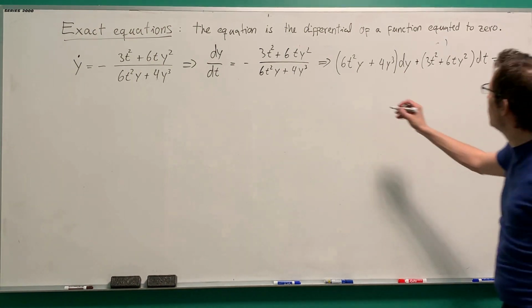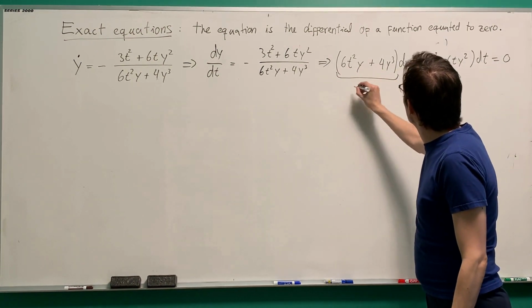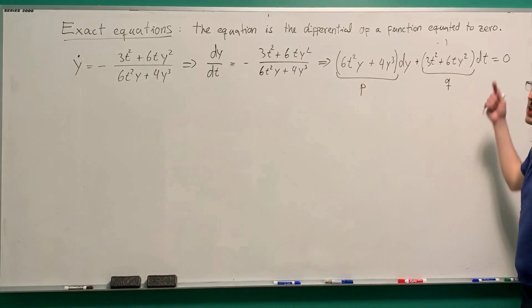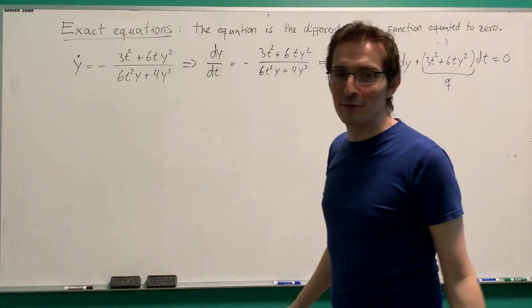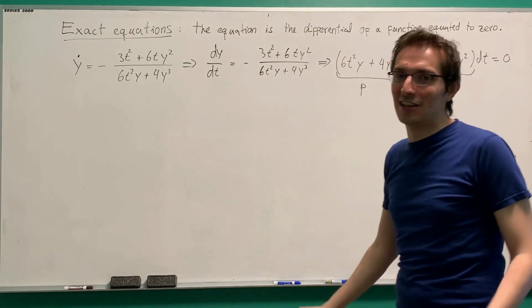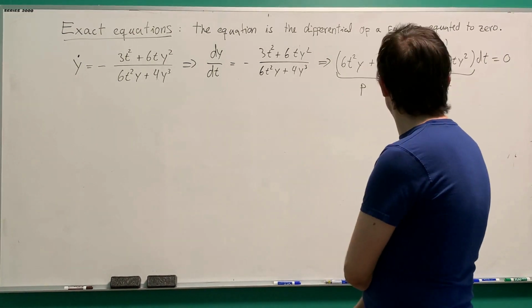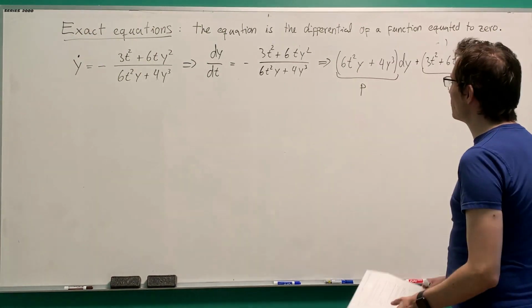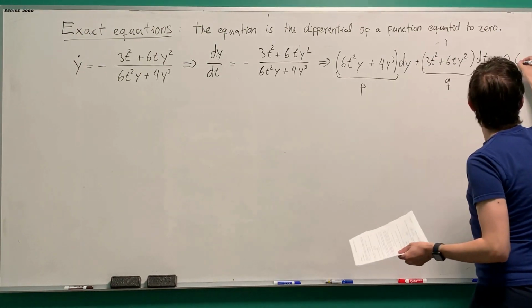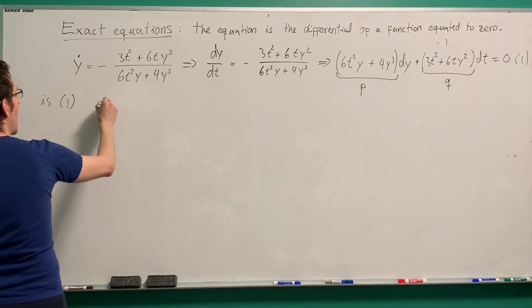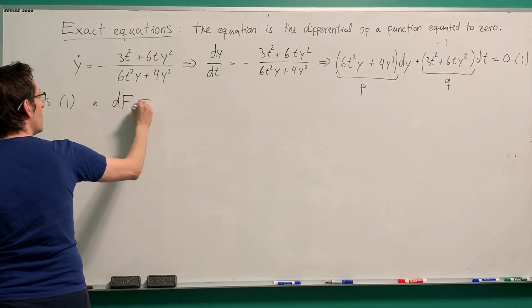So this would be our p, and this would be our q. Before we had an x and we had a t, but you are already good enough to know that's the independent variable, and we don't care if you call it t or x or whatever. So this looks a whole lot like a differential form. The question is, would we be lucky enough to find an f such that this is the differential of it? Let's call this equation 1, and ask the question: is 1 a df equated to 0?